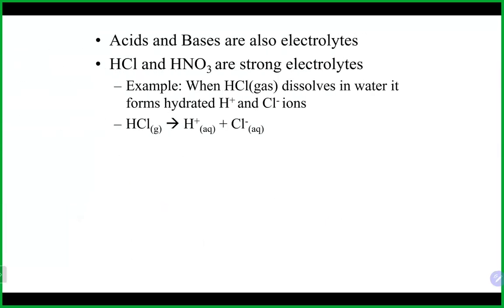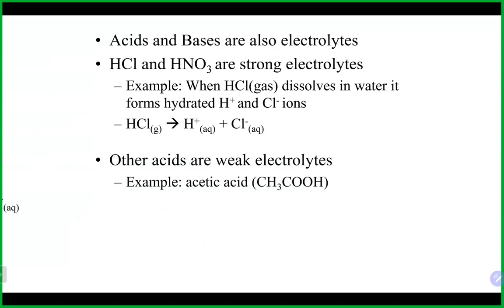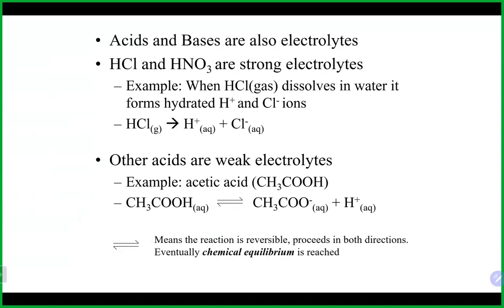All right. So let's talk about some strong electrolytes and some weak electrolytes. And again, this is going to be helpful for some reactions that we will see later on in this chapter. Acids and bases are strong electrolytes and also weak electrolytes. So hydrochloric acid, nitric acid, these are all strong electrolytes which will 100% break apart in solution.